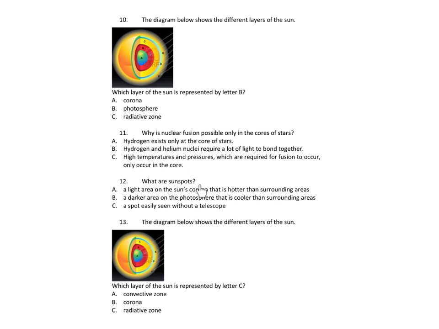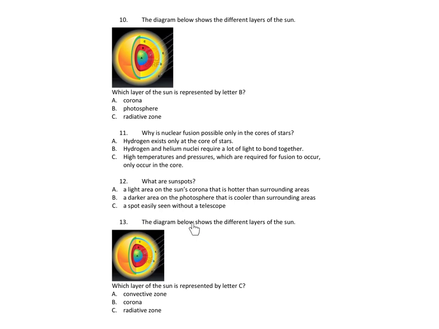Number 12. What are sunspots? A. A light area on the Sun's corona that is hotter than the surrounding areas. B. A darker area on the Sun's photosphere that is cooler than the surrounding areas. C. A spot easily seen without a telescope.